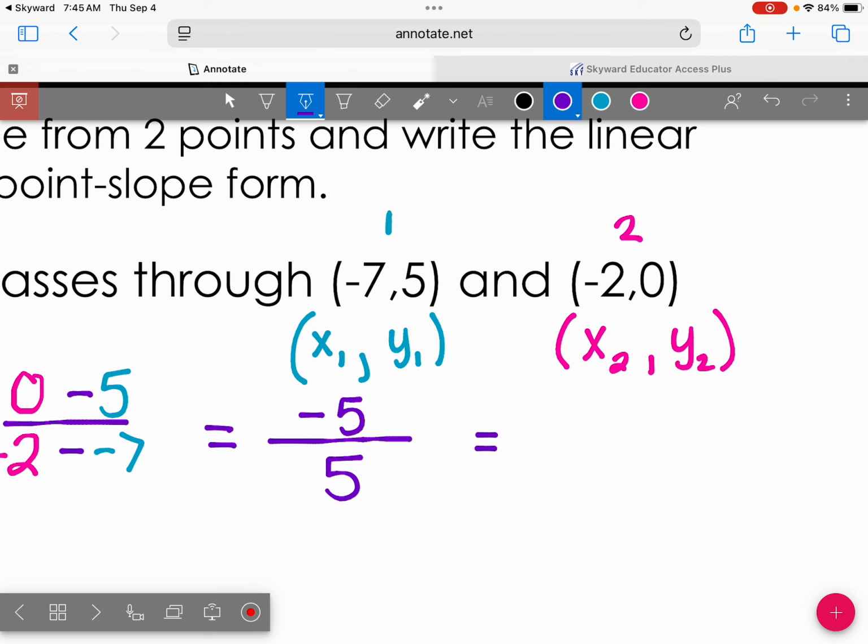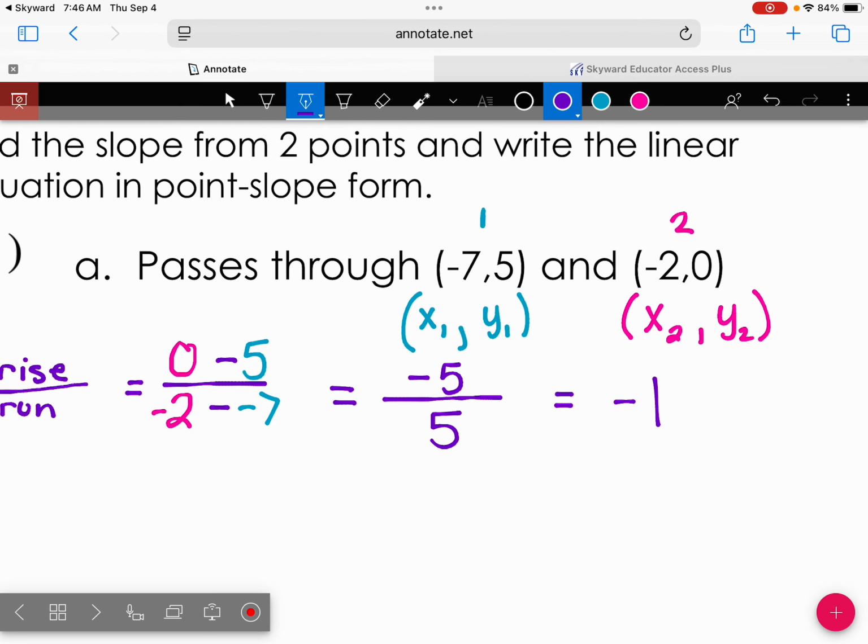We are humans. So we can simplify that. What is -5 divided by 5? -1. So now I know my slope. I know a couple of points. I can get myself an equation. So we do want to write an equation for it, and we could write either equation. We can use x1, y1. We can use x2, y2. It doesn't matter. I'm going to write both because I'm extra like that.